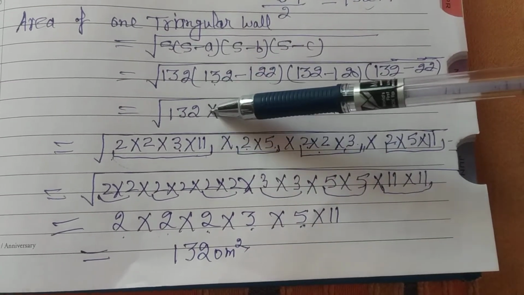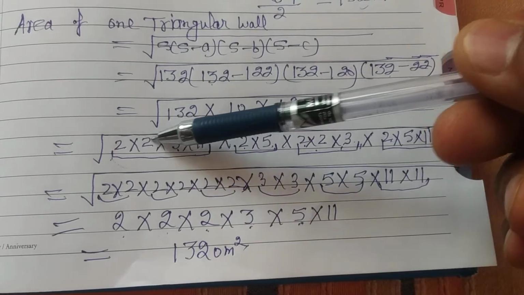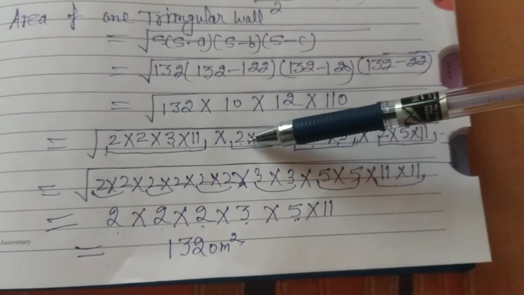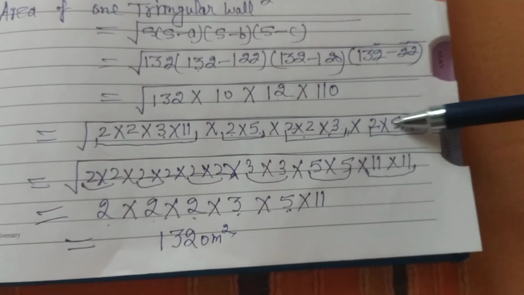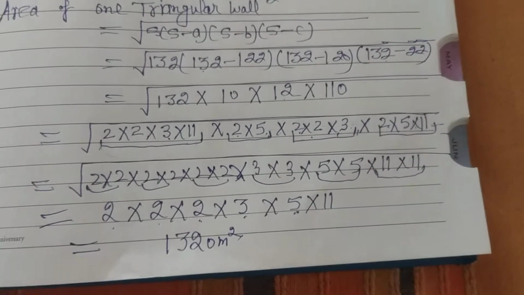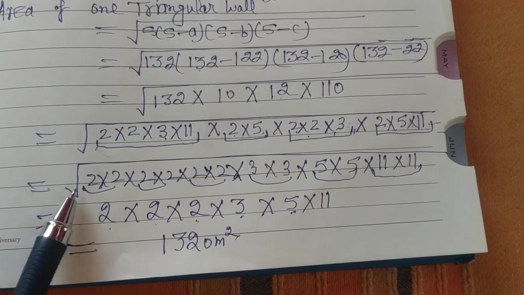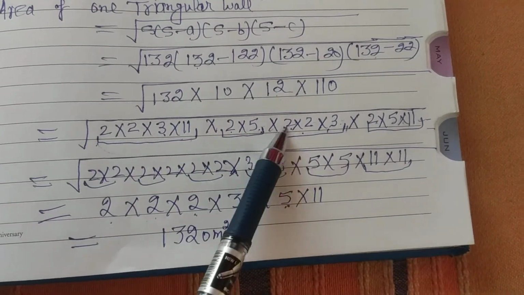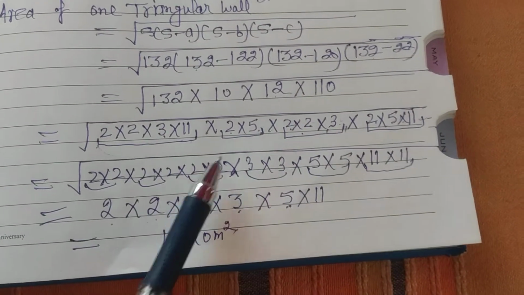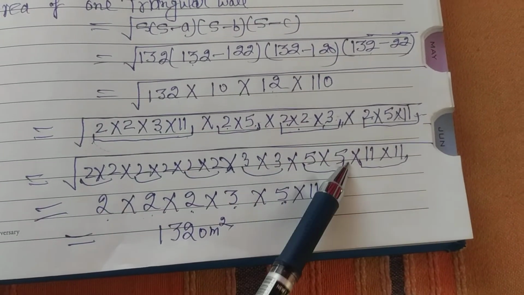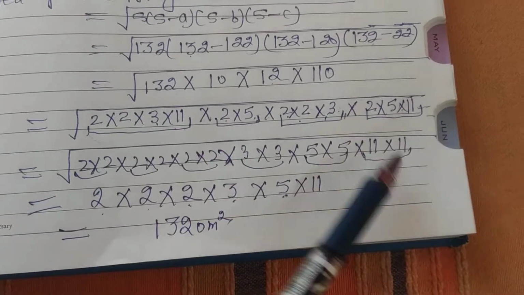So now we will do the prime factorization. The prime factorization of 132 is 2 into 2 into 3 into 11. Prime factorization of 10 is 2 into 5, 12 is 2 into 2 into 3, and 110 is 2 into 5 into 11. Now after that we will write all 2's together. 1, 2, 3, 4, 5, 6: 2 is coming 6 times, we'll write all together. 3 is coming 2 times, 5 is coming 2 times, and 11 is also coming 2 times, write together.